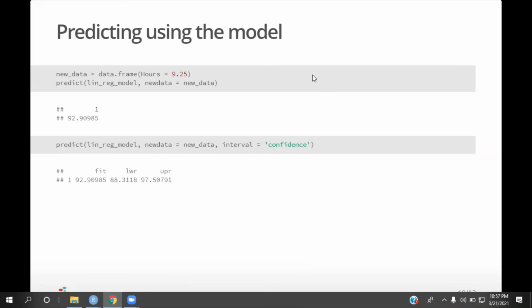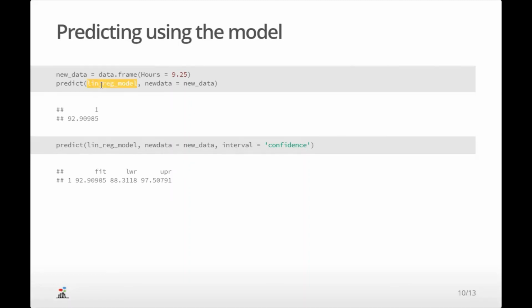The predict function takes two arguments. The first argument is our linear regression model, and the second argument is the new data set that we will be using. All right, in this case, this is the data frame that we have just created in this line. So running this line of code, we get 92.90 points. And that means that this is the score that the student will get if the student studied for 9.25 hours.